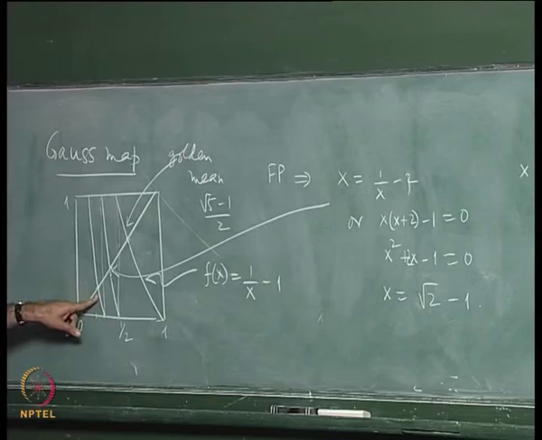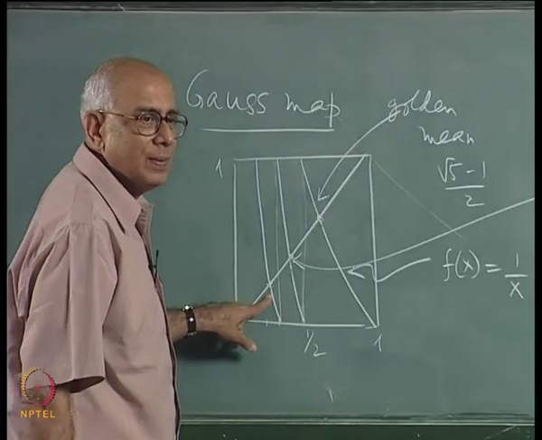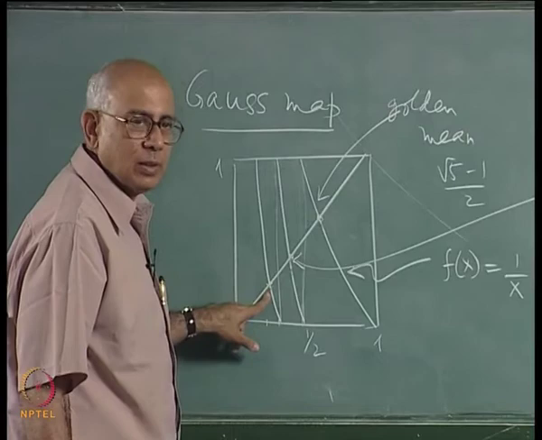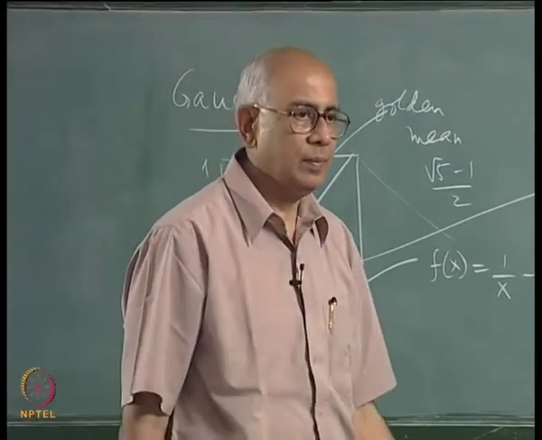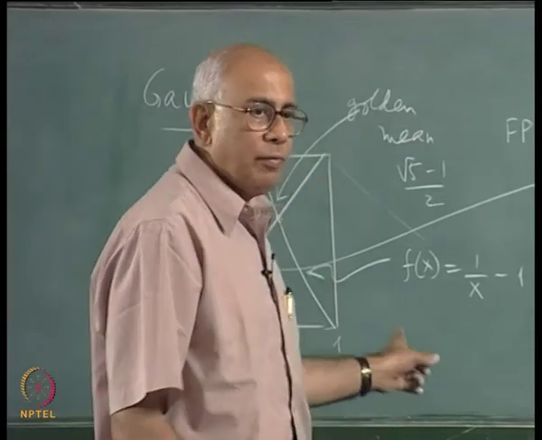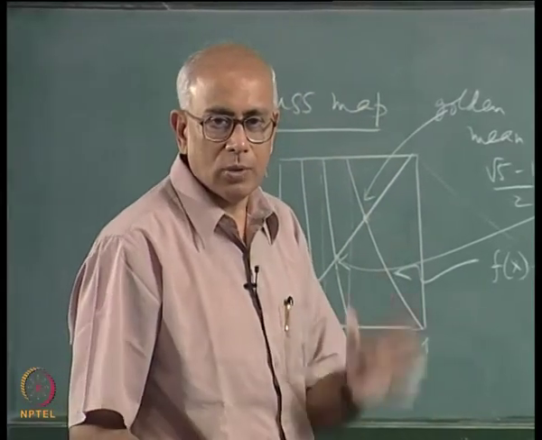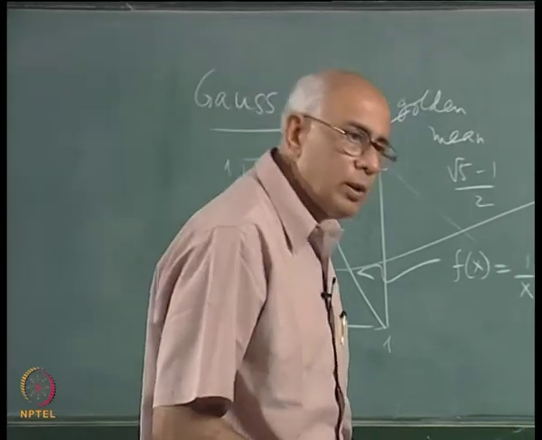No medals for guessing what this is. What is the continued fraction expansion of this? 1 over, all the integers are 3. So much for the fixed points, and it is clear that all of them are unstable, the slope is greater than 1. So much for the fixed points.